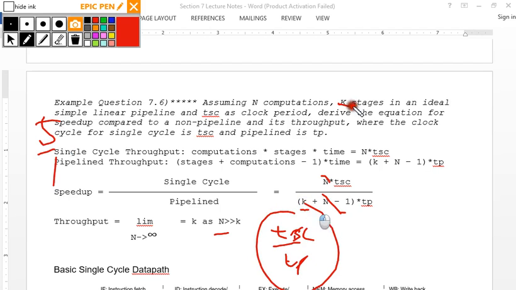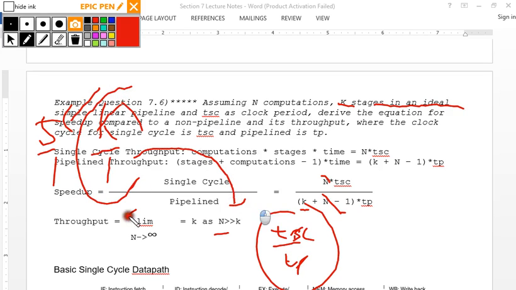So for a data path where you have k stages, what's this value going to be? K, right? So it's going to be k over 1, which is why we can say that the limit, as the number of instructions approaches infinity, equals k as n gets much, much greater than k. So the whole goal of pipelining is to break it up into stages, and ideally that improvement in throughput should be k.